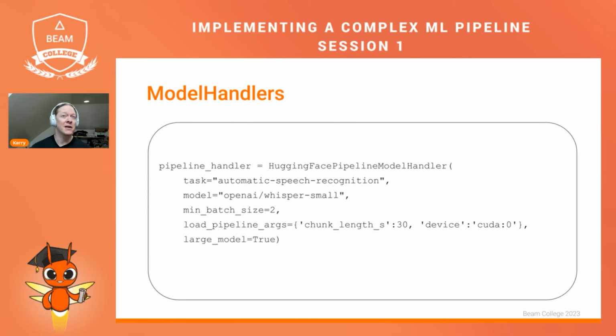We provide a batch size, and then we can provide specific pipeline arguments that are needed to run this specific pipeline. In this case, this is a speech to text model. And so we're going to have the length of audio that it needs to break up, and also the device, the GPU, that we're going to be doing our inference on. And lastly, we say that this is a large model so that we know how to handle the loading of that model into the GPU correctly.